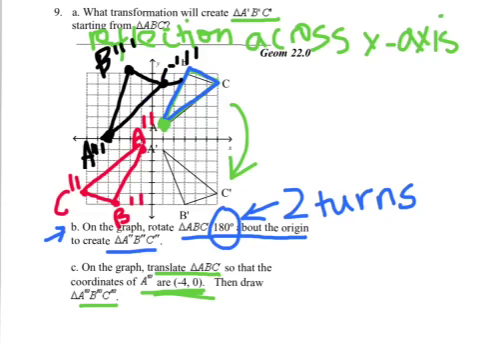So in the end, for part C, you should have the black triangle right here because we translated the whole original triangle so that A triple prime was at negative 4, 0. And this is what you should have gotten on your graph.